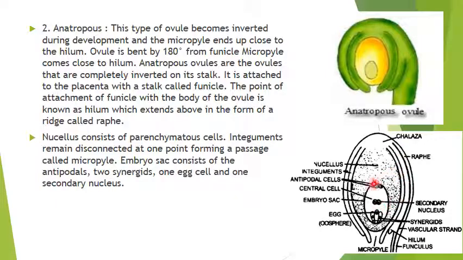The nucellus consists of parenchymatous cells. Now this is the nucellus. The integuments remain disconnected at one point, forming a passage called the micropyle. This is the micropyle, or micropylar end. The embryo sac consists of antipodals. Now these are the antipodals, the secondary antipodal cells here. Now the two synergids are there, one egg cell and one secondary nucleus. Now these completely form the embryo sac.